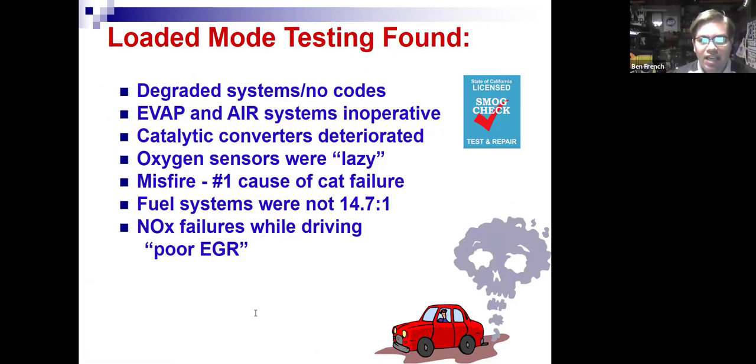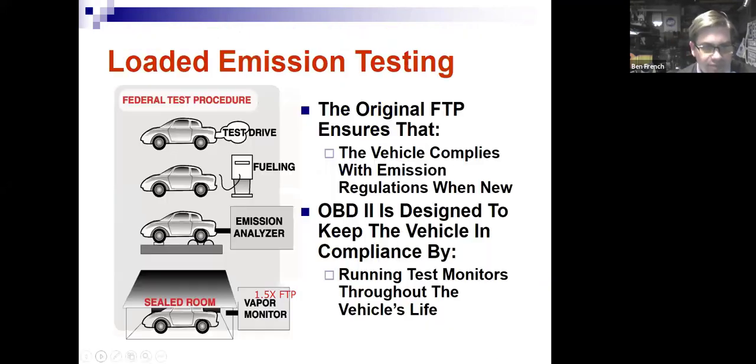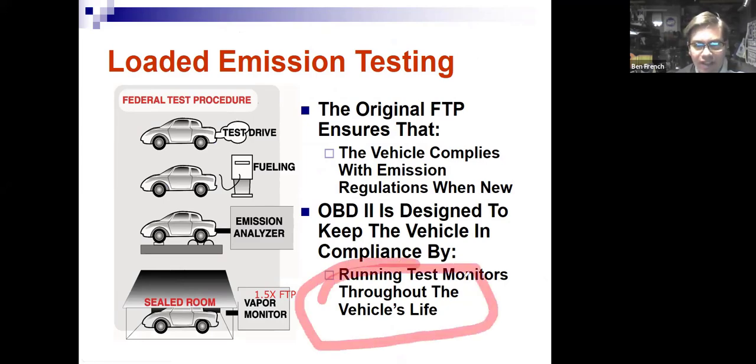And what we would usually say is, hey, any failure that's going to cause the emissions to rise 1.5 times the FTP, that's going to turn on a check engine light to let the owner of the vehicle know, hey, something's wrong. So that's the goal of this thing. It's to monitor the emissions over the life of the vehicle. Things that are going to cause an emissions increase are supposed to turn on the check engine light.